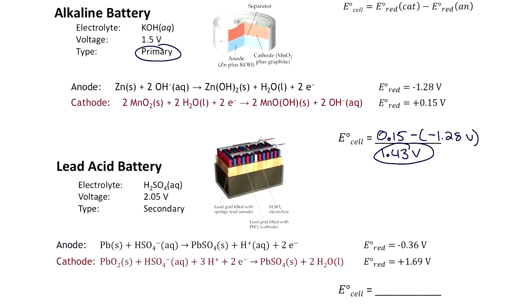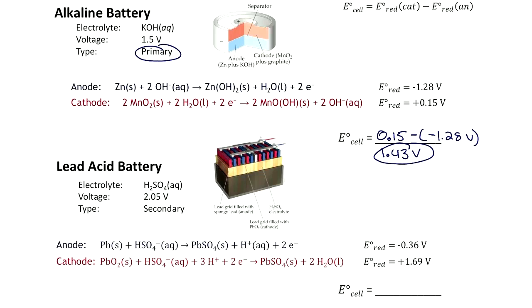All right, let's look at the lead acid battery. So lead acid batteries, these are the batteries that are in your car and your vehicle. It helps you start your spark plugs to start your engine. So here, a lead acid battery is not in basic conditions. It's actually balanced in acidic conditions. So that's why it's called lead acid, that there's a lot of sulfuric acid present.